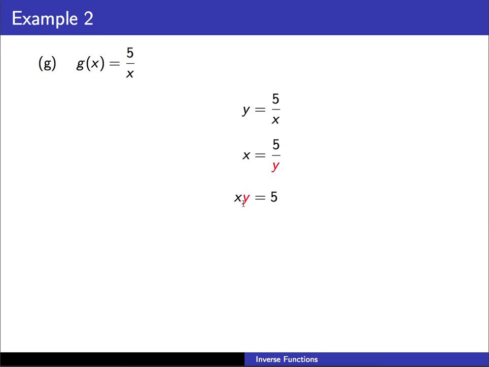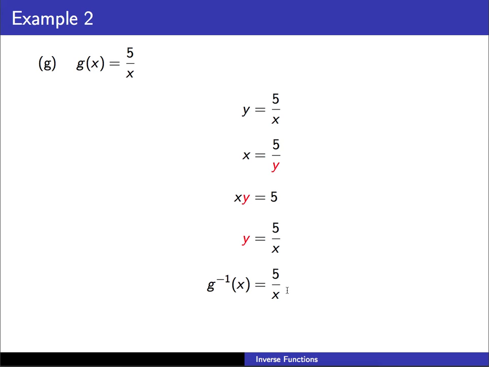Again, we're solving for this red y. So if the red y is being multiplied by x, we want to divide both sides by x, and we get the red y equals 5 over x, which means our inverse function for g is 5 over x. And yes, it is possible, as we've seen here, that a function can also be its own inverse.